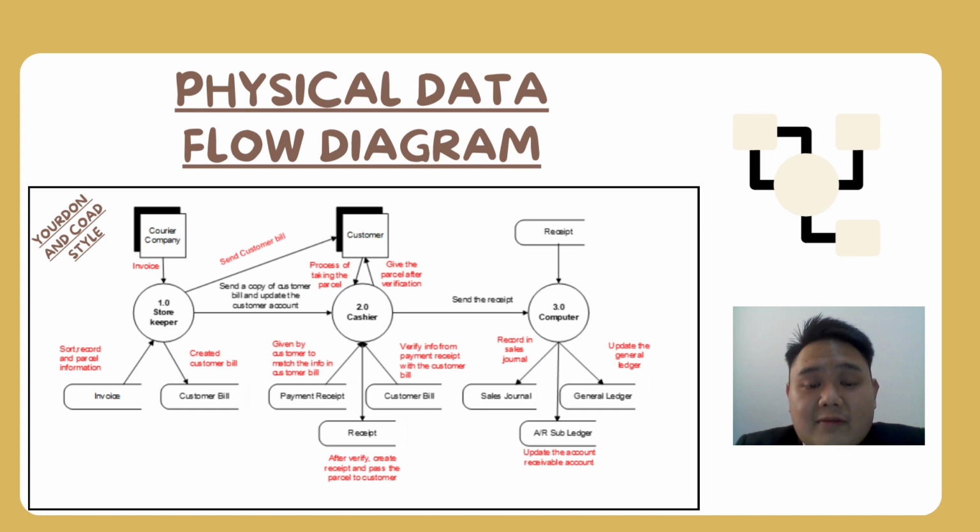After that, the receipt is passed to the cashier. The cashier will use this receipt to verify and match the information in the customer bill. After the verification, the cashier will print out the receipt and pass it to the customer along with the parcel. After that, the cashier will upload the receipt document into the system. The computer will refer to the receipt, record the sales journal, and also update the general ledger and account receivable sub-ledger. That's all for my presentation of the physical data flow diagram.